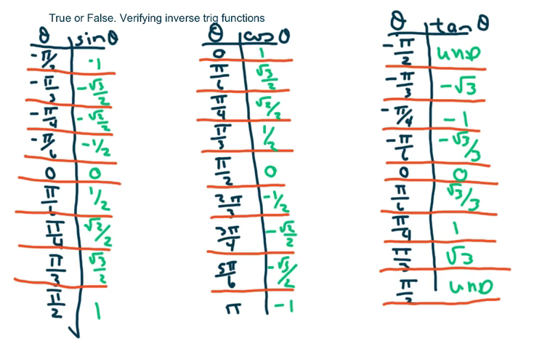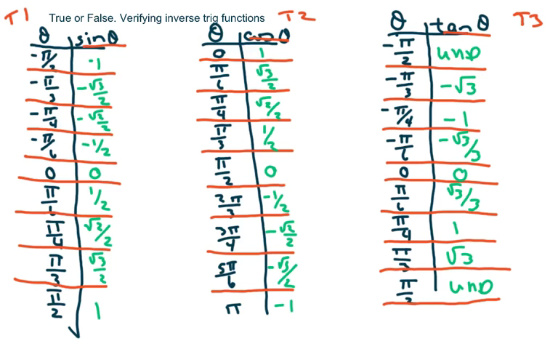Hi everyone. We're going to verify inverse trig functions with simply true or false. What you need to know is we have three tables here: Table 1, Table 2, and Table 3. We're dealing with sine, cosine, and tangent. And as you know, with inverse functions, the domains got restricted.